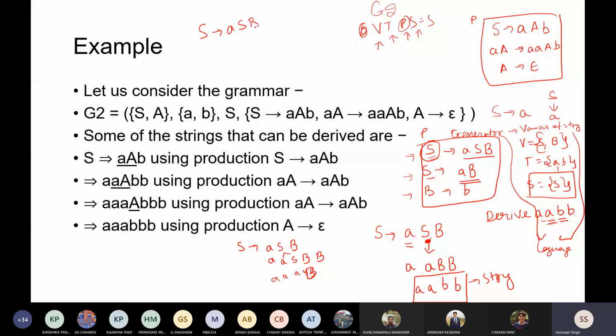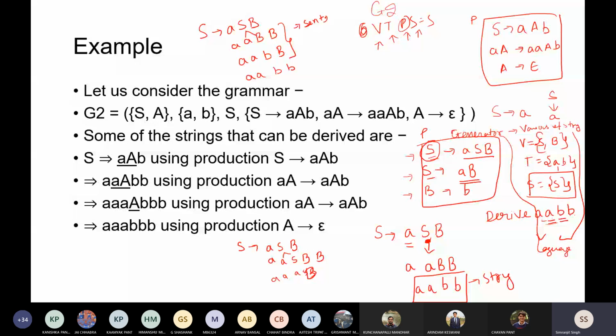I'll start from ASB. In place of S, I will substitute AB. So this is in place of S, I am substituting AB. So it constitutes AAB. Now the B will be written as it is. Now in place of B, because B is again deriving a small b, you can write a small b, and again in place of this B, you can also write a small b. So these in-between forms are called your sentential forms.